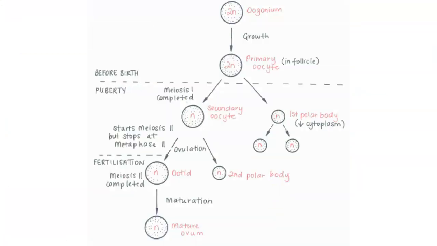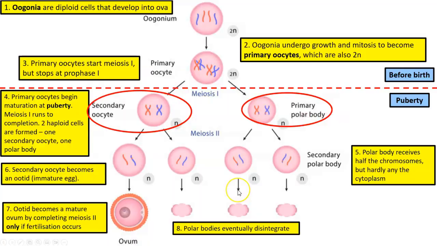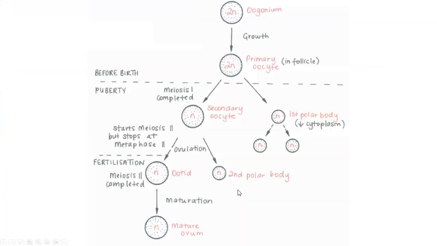Okay, so this diagram can be found on page 10 of your class booklet. I've completed this to help you fill this out, but I would like you to annotate this diagram using the previous slide to help you understand the process. So again, we have one oogonium. It goes through growth and mitosis. We end up with a primary oocyte.